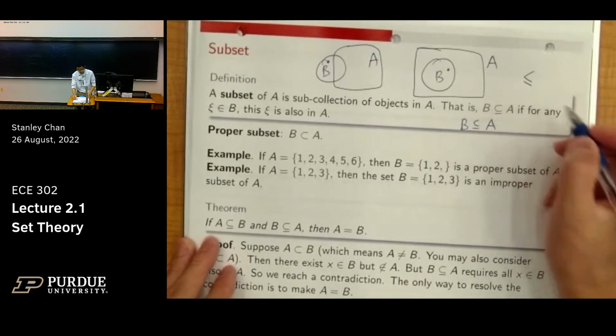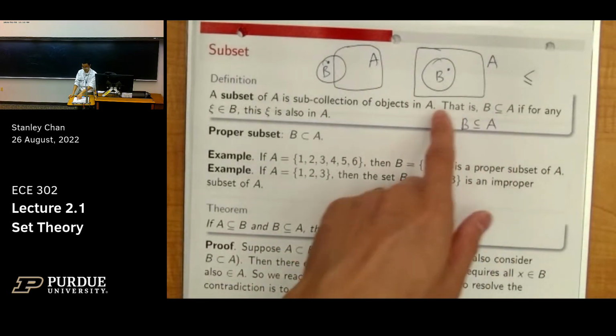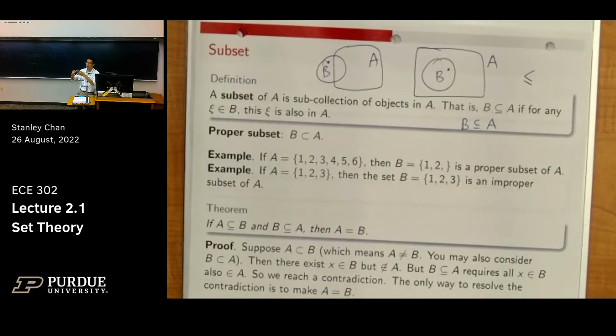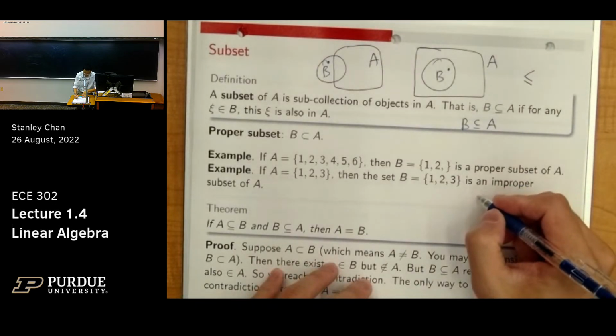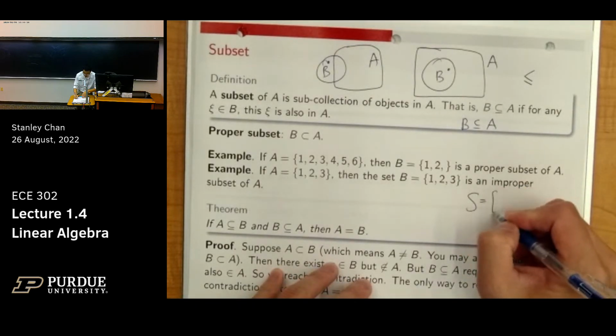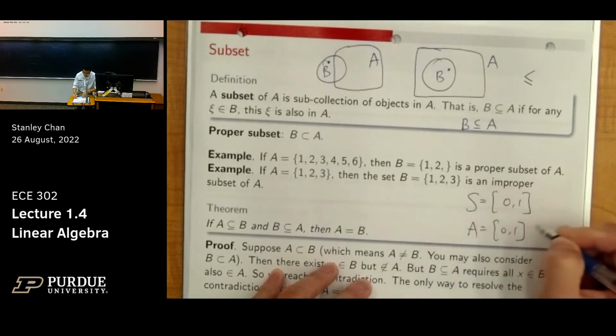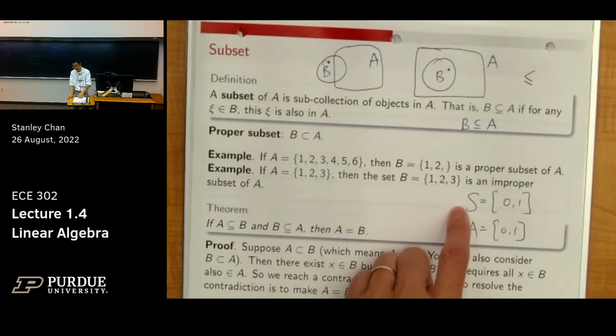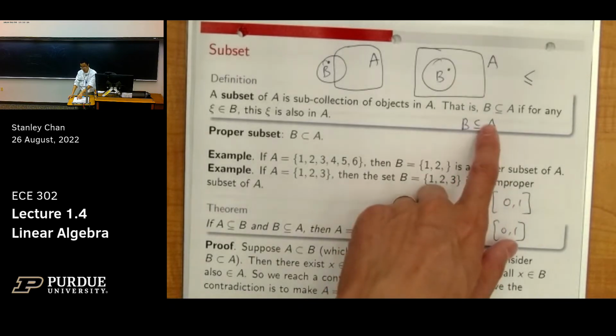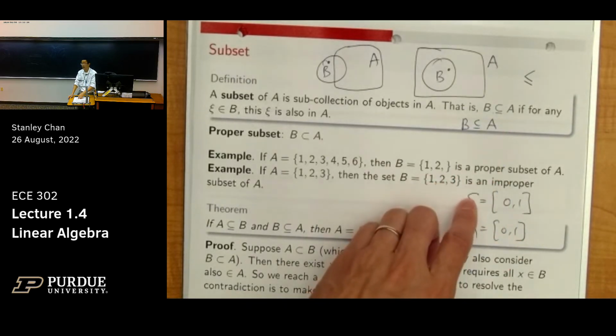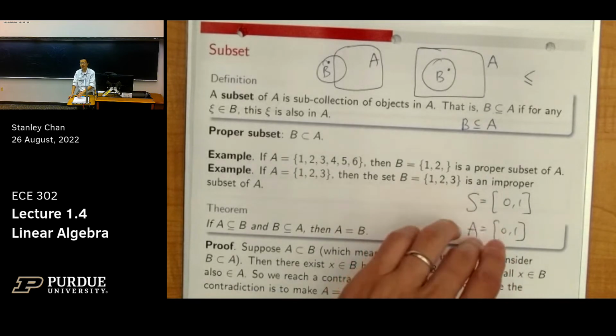When will you get equality? Just think about open sets and closed sets. You can define S as the interval from 0 to 1, and then define an event A of 0 to 1. Then you can say A is a subset of S. Of course, it's the same set, but you can define it that way.